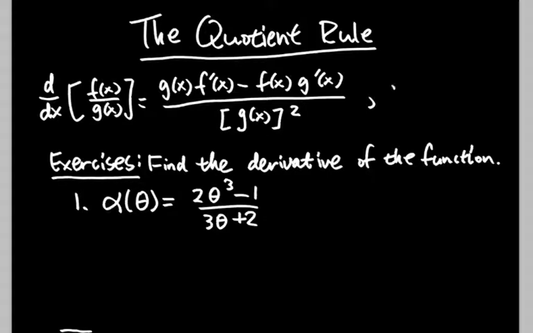And by the way, obviously this can only happen if g of x is not 0, because otherwise you get undefined. Alright, so let's try some here. So I have a function alpha of theta equals this. So let's quotient rule that thing.